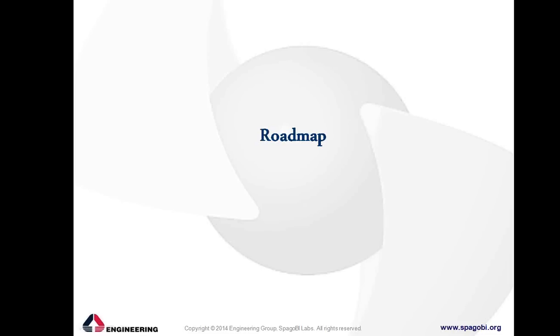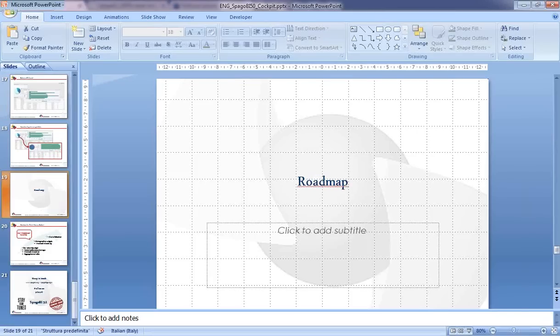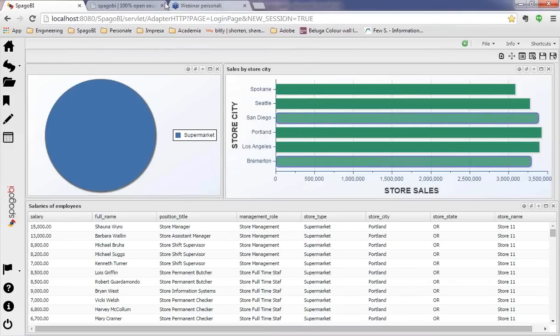And another question that is probably related to this, at least from my perspective. If you want to use SpagoBI, how do you start? Well, what I suggest is download it. You download it from the Forge. Let me show you one thing.